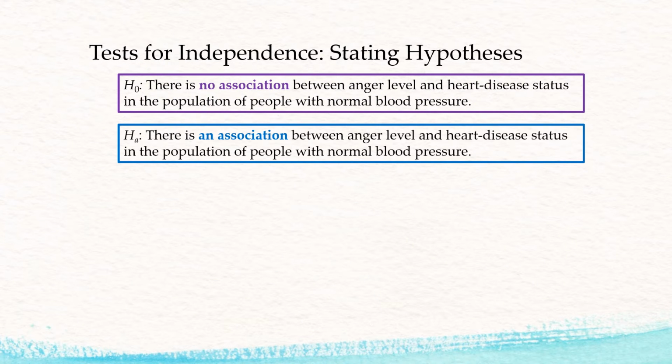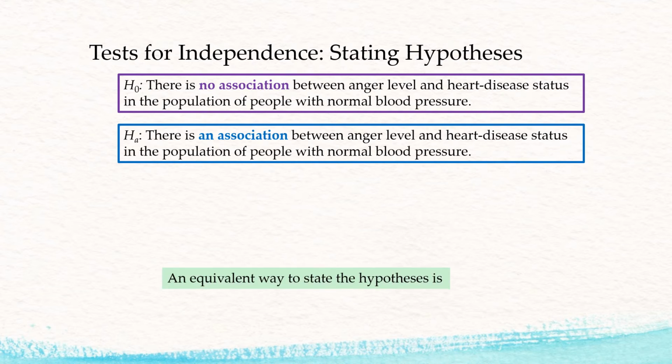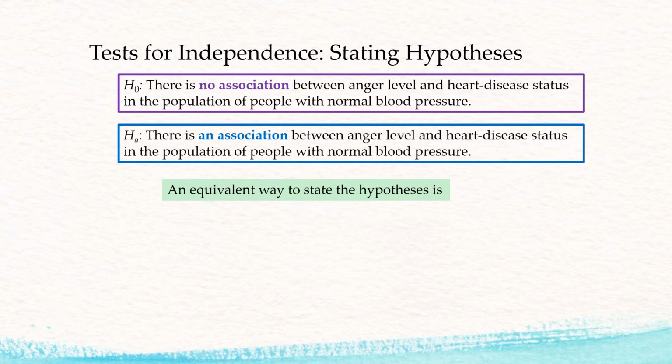All right, so let's talk about how we would state the hypotheses. So if it's a chi-square test for association, and I name it as a chi-square test for association, I'm going to use the word association. So I'm going to say my null is there is no association between anger levels and heart disease status in the population of people with normal blood pressure. And my alternate is there is an association between anger levels and heart disease status in the population of people with normal blood pressure.